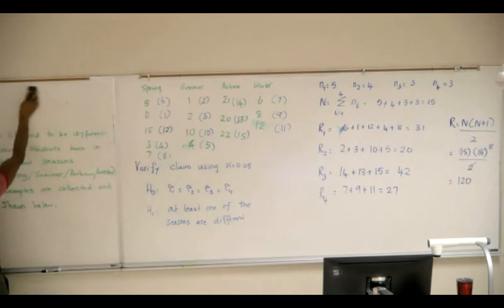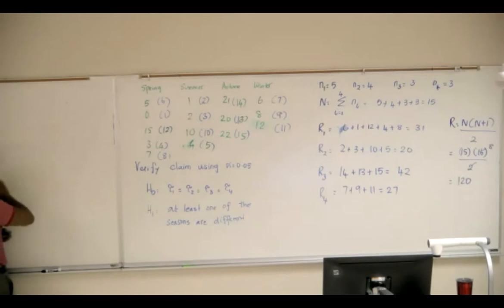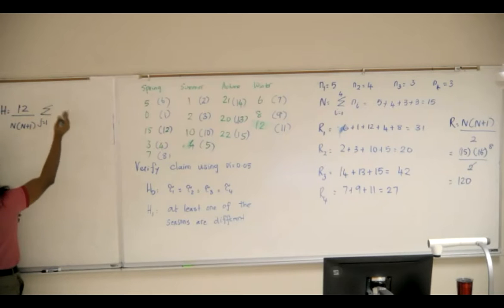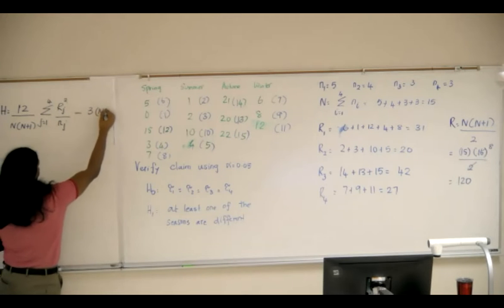In terms of ranking, we're not done yet. Now we have to find a test statistic. Test statistic here is H, and we know H is equal to 12 over N times N plus 1, sum j equals 1 to k, in this case 4, Rj squared over nj, minus 3 times N plus 1.